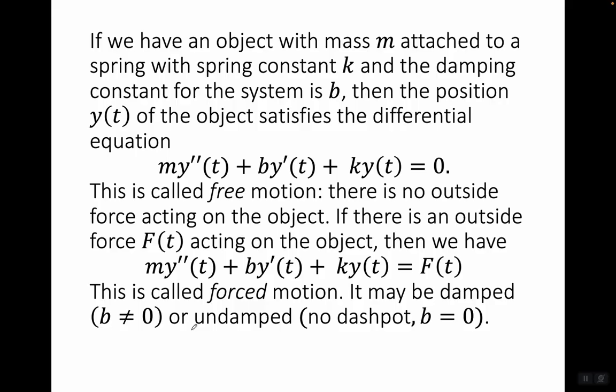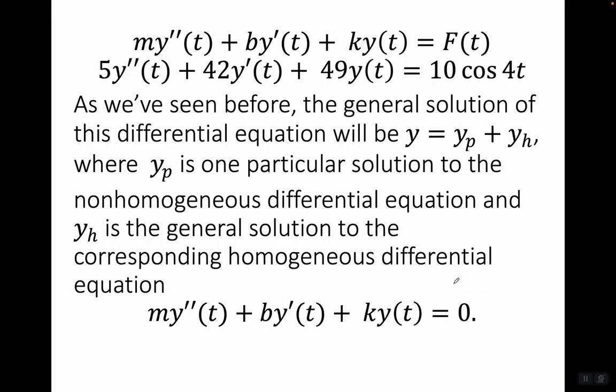If there is an outside force, f of t, acting on the object, then we have my double prime plus by prime plus ky equals f of t. F is that force. This is called forced motion. It may be damped. That means b does not equal 0. Or undamped. It means there's no dash pot, no damping, so that b would equal 0. So again, my double prime plus by prime plus ky equals f.